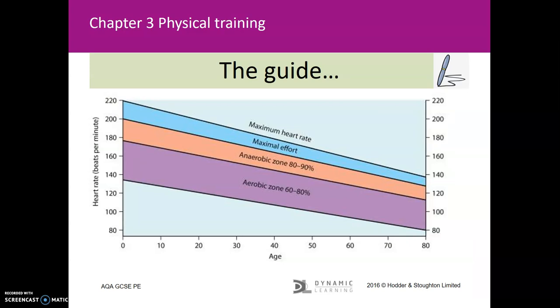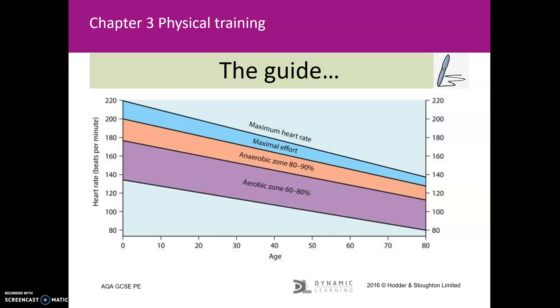So on the left-hand side, you can see the heartbeats per minute, and that goes from 80 all the way to 220. And on the horizontal axis, you've got the age. So as we get older, our maximum heart rate will decrease, and that's why you can see those zones veering from left to right, slightly downwards in direction. But we can find out what our aerobic zone is by trying to ensure that we work between 60 and 80% of that.